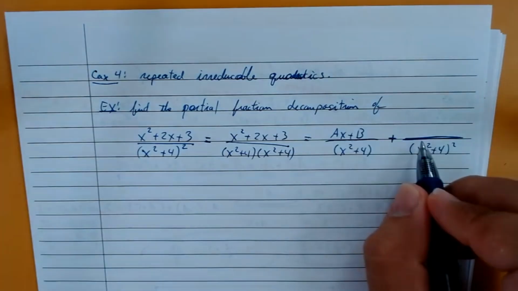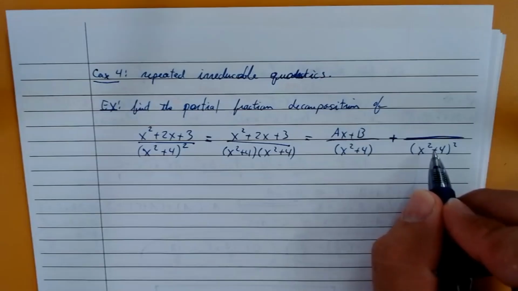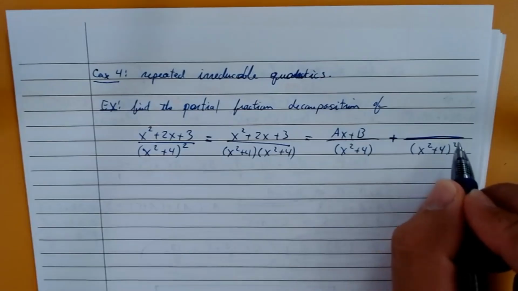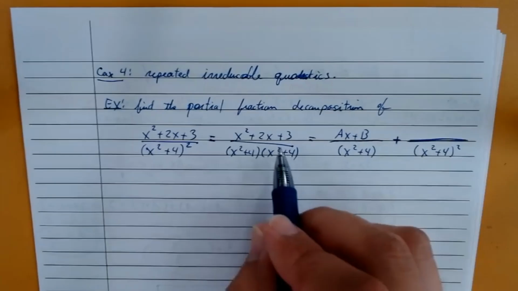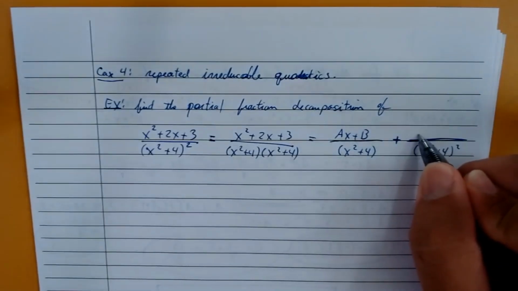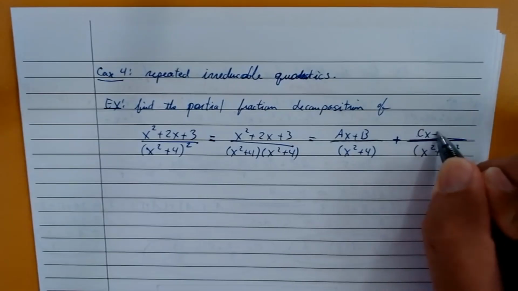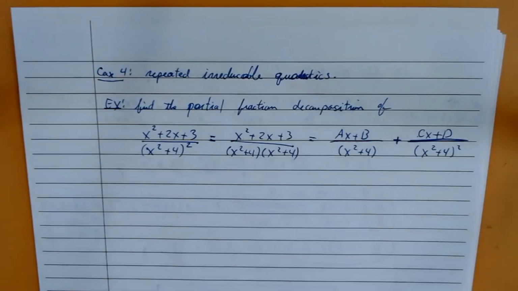Note that this is also going to be a linear expression, because just like with the linear case, even though it has a bigger power here, it's not really a bigger power. It's just a repeated case of this smaller power. So here, this numerator will still be linear, cx plus d. Okay, so now that we have that, we can proceed to solve.